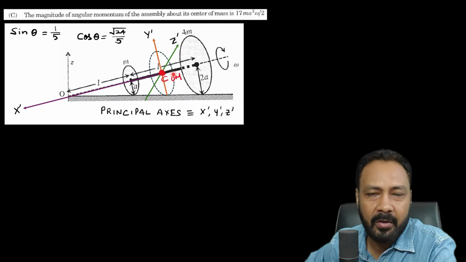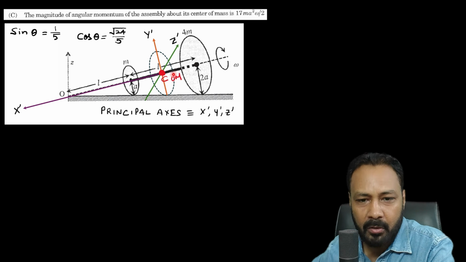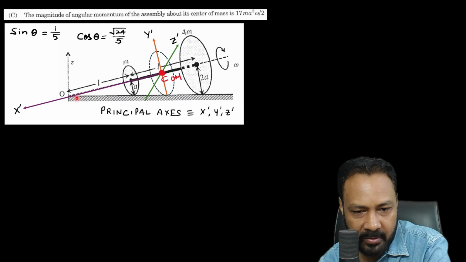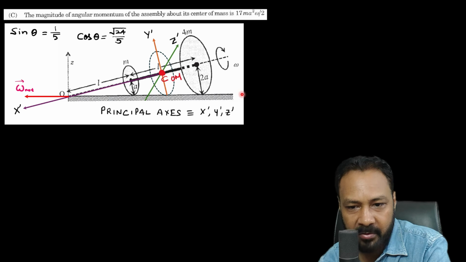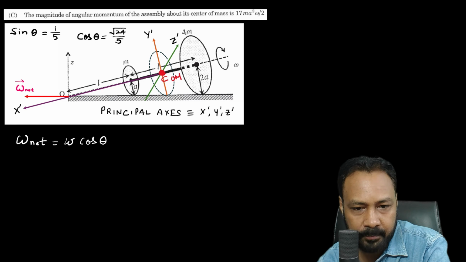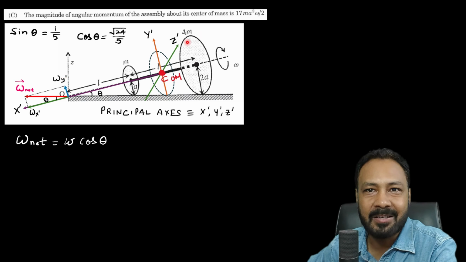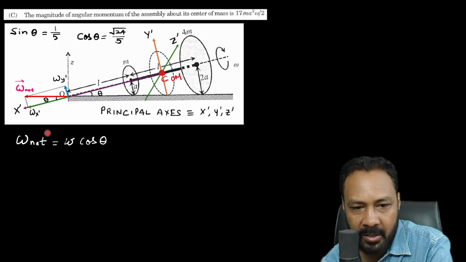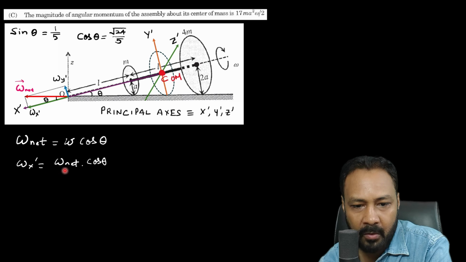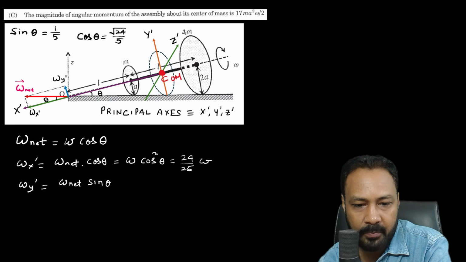Now further, we want to find the components of the angular velocity along the principal axes. So the net angular velocity is omega net along the negative x direction, and this angle is theta. So along the principal axis, along this x dash axis, omega net will have a component omega x dash, and it will have a component along y dash, that is omega y dash, and it will not have any component along the z dash axis. So omega x dash is omega net cos theta, and omega y dash is omega net sin theta, and omega z dash is 0.